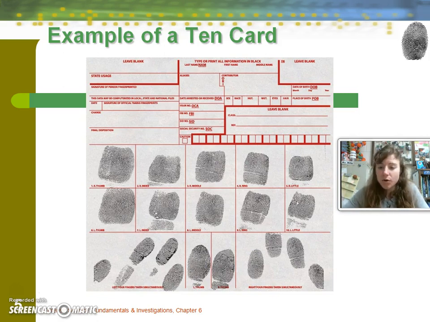The reason that you roll is that there are ridges. If you look at your finger, there are ridges on the side of your finger as well, not just on the pad. And so if you get a lot of those ridges, then you have more detail you can go by.